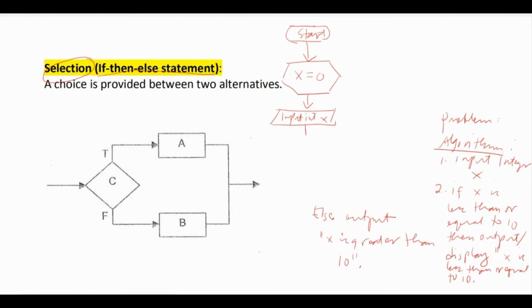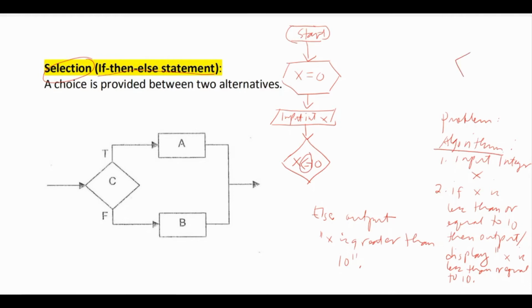After the input, we have the diamond or the decision. This is x less than or equal to 10. That is the symbol in mathematics, less than or equal. Or you could use the symbol for less than or equal in C programming language, which is less than or equal. Okay, so that is the less than or equal symbol.